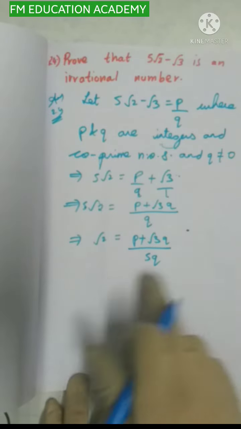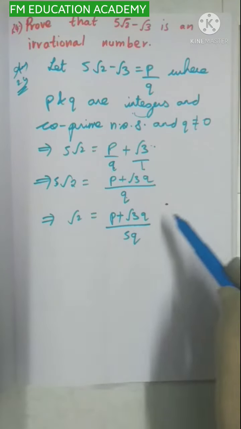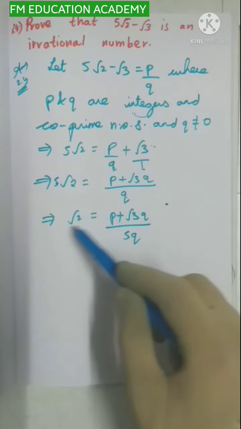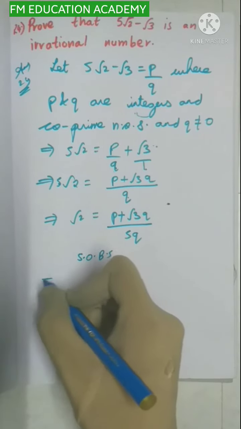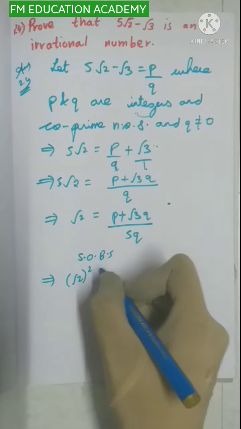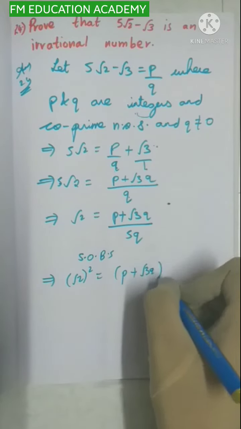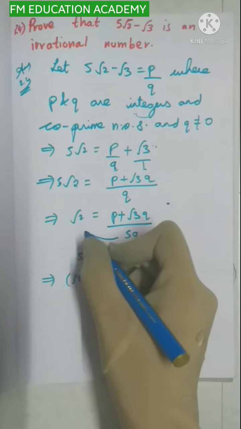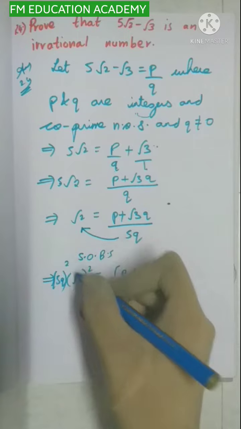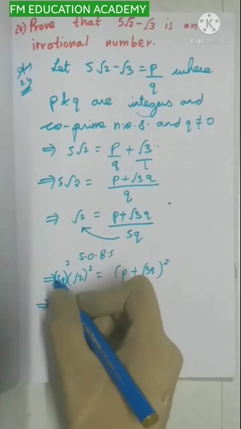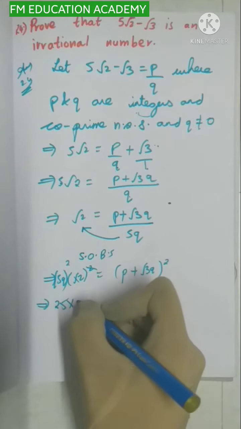If you observe this question, we get to know that whenever there is a root on the LHS and a root on the RHS, you square on both sides. Squaring on both sides: root 2 whole square is equal to p plus root 3q whole square, and also send this divided by 5q to this side. So it becomes into 5q square. Now what does it become? 5 square is 25. Root 2 into root 2 means it will be 2.